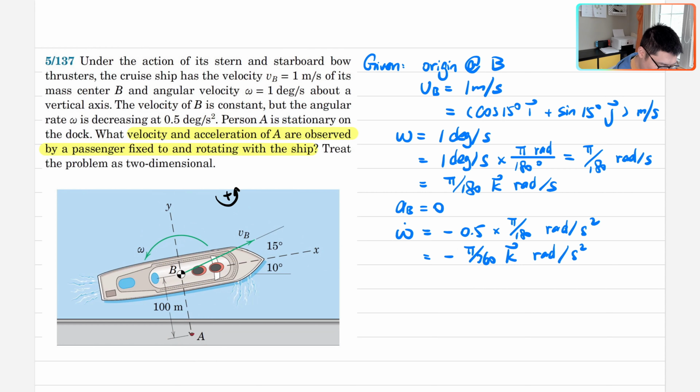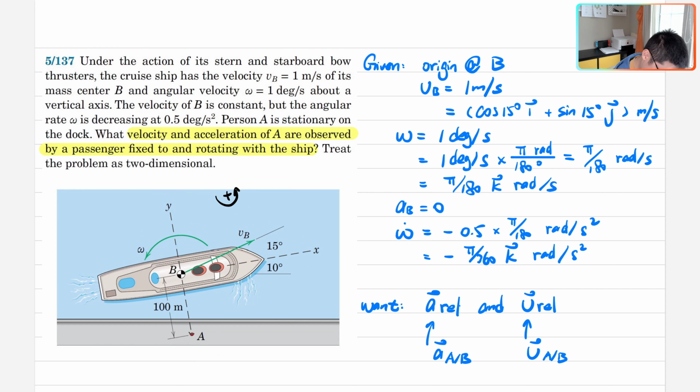In this case, what we want is the acceleration of A and the velocity of A relative to B, which is the rotating frame. So we essentially want the relative acceleration and relative velocity: this is your acceleration of A relative to B, and this is your velocity of A relative to B. And recognize B is your rotating frame in this case. It's rotating.